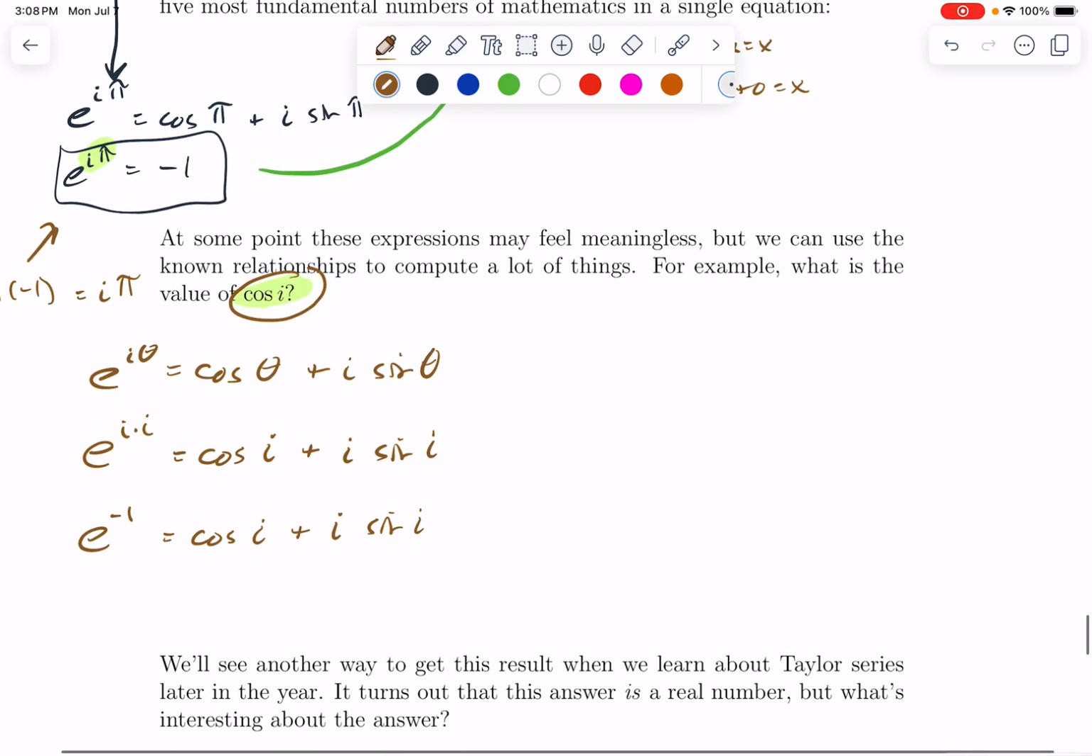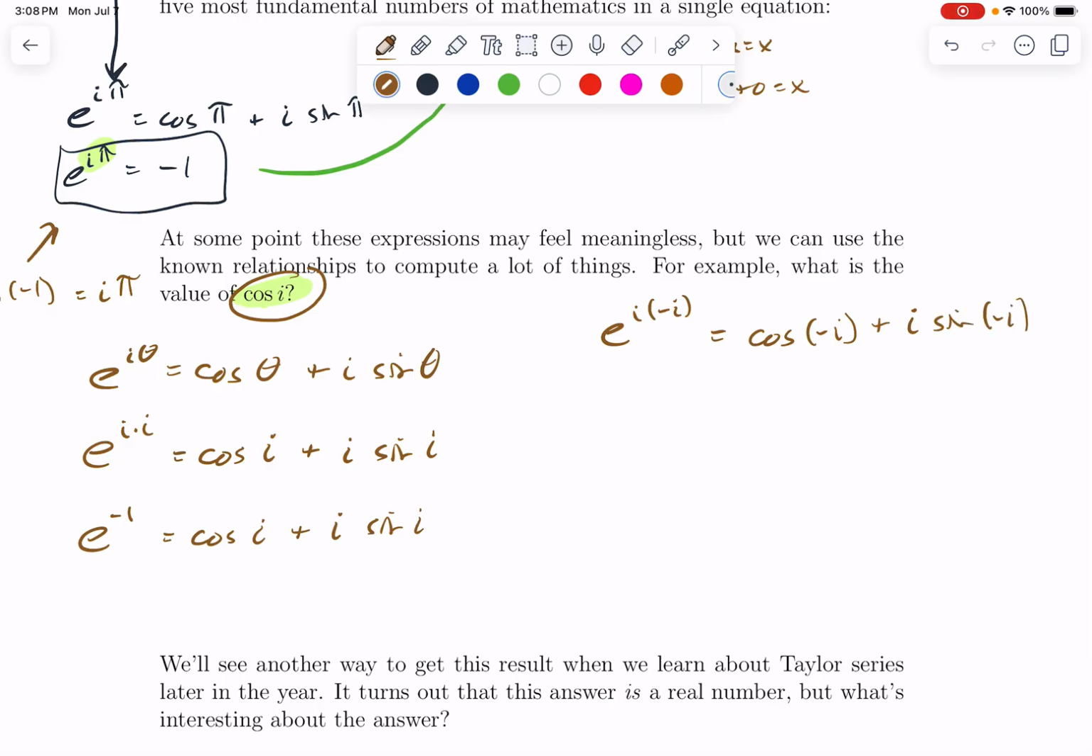Now I'm going to do the same thing with negative i. So e to the negative i is cosine of negative i plus i sine of negative i. Here, i times negative i is negative i squared, which is 1.